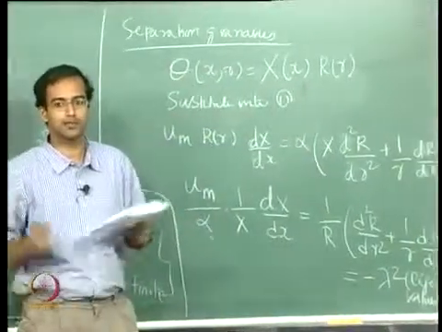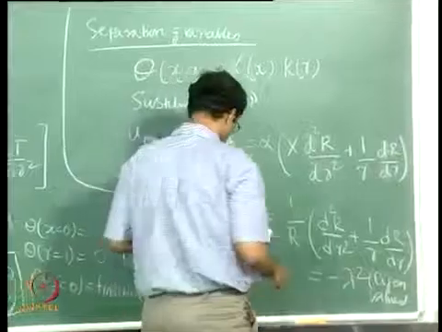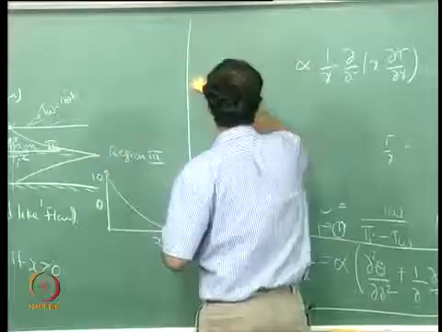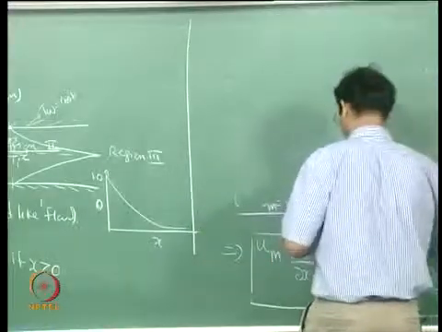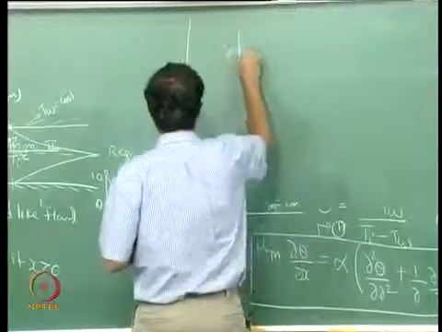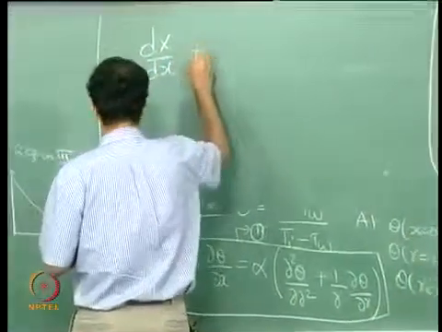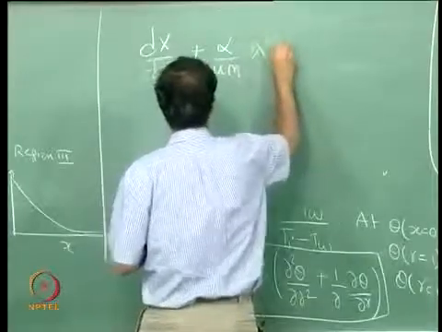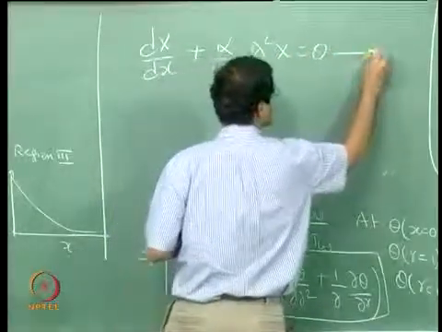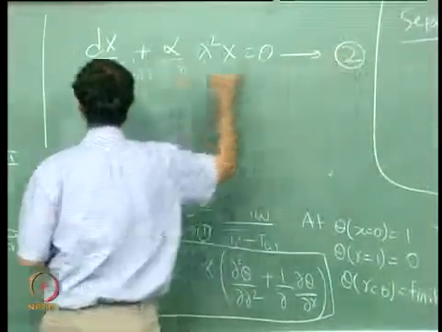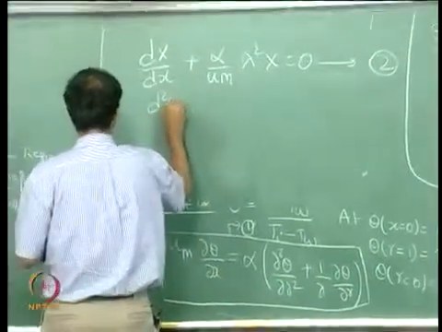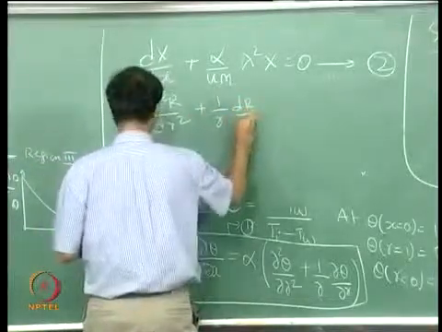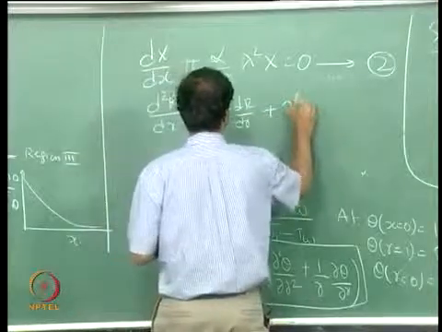Okay, so this is the principal solution to the problem. These are called eigenvalues. So therefore now I have two ordinary differential equations. One is dX/dx plus alpha lambda square X equal to 0. This I call equation number 2. And the other is d square R/dr square plus 1/r dR/dr plus lambda square R equal to 0.